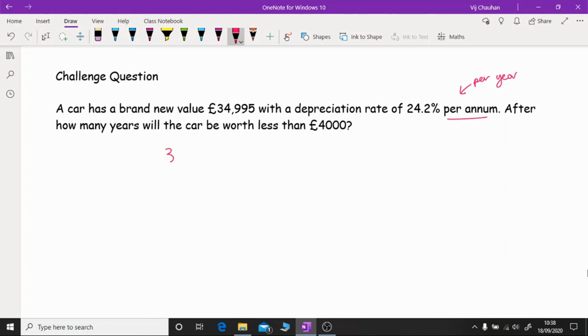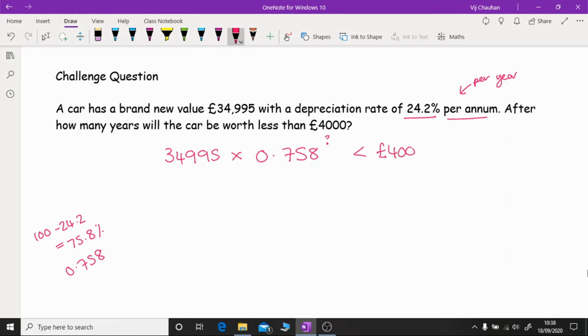So in this, we've got our original amount, which is 34,995, times, now we're looking at a percentage decrease, so I'm going to make a little side note. 100 take away 24.2 is going to give me 75.8, which as a decimal is 0.758. So I'm looking at 0.758. Now I don't know what that power is going to be, and I'm looking for where the value is going to be less than £4,000.